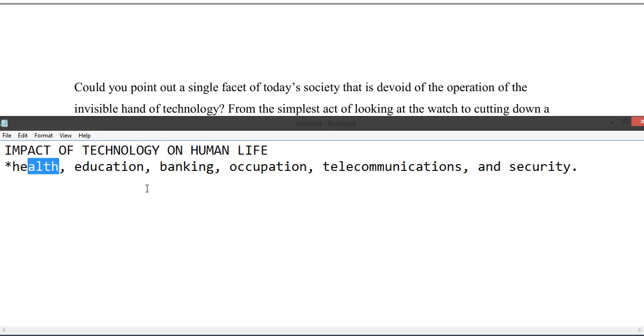6 paragraphs for that, because you need clarity. I mean, in one paragraph you should talk about only one thing. There should be unison, that is unity or consistency of thought. In the paragraph you're talking about health, you can't talk about education, right? So you need to maintain 6 distinct paragraphs to talk about the 6 fields, 6 forms how technology is affecting human life: health, education, banking, occupation, telecommunications, and security.